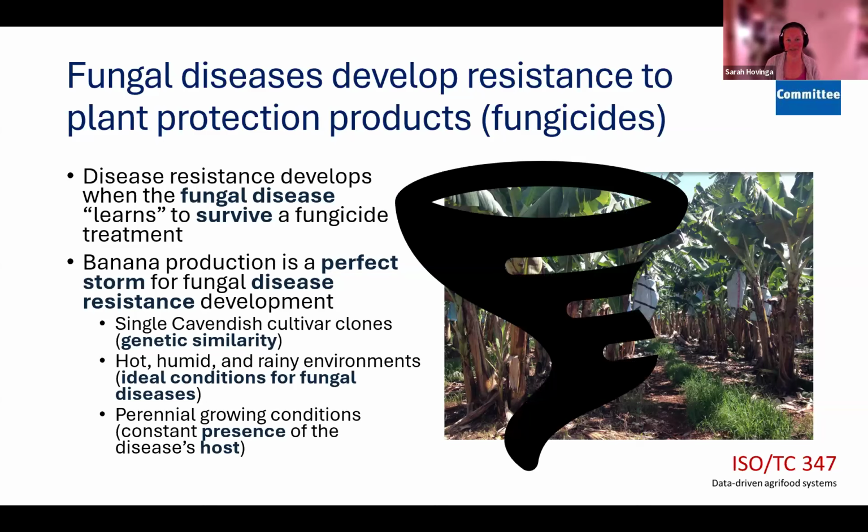And so again, you have that single cultivar, the Cavendish, with plants being genetically similar to each other. You have very hot, humid, rainy environments, so ideal conditions for fungal diseases to grow quickly and potentially develop that resistance quickly. And you have the crop, which is a perennial crop. So it's always there. The host is always present to be able to host that disease development.